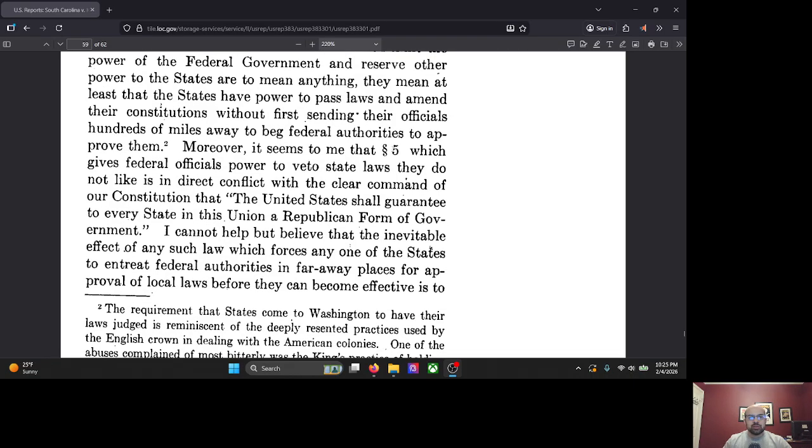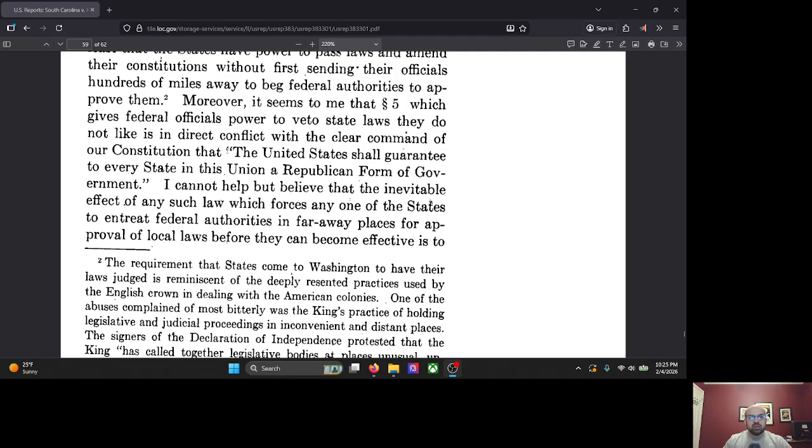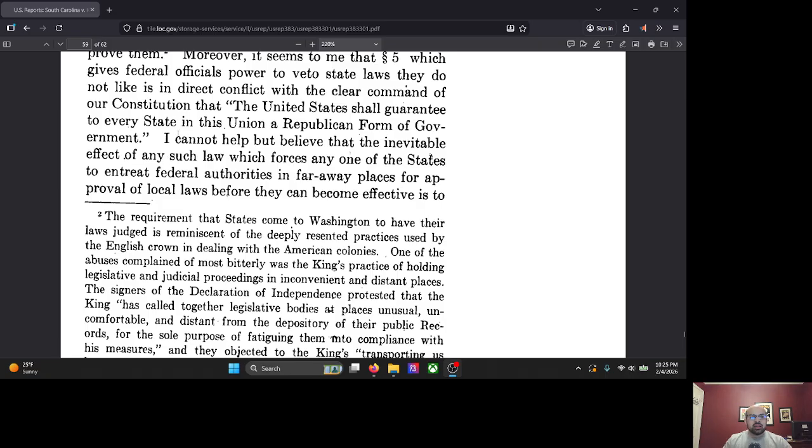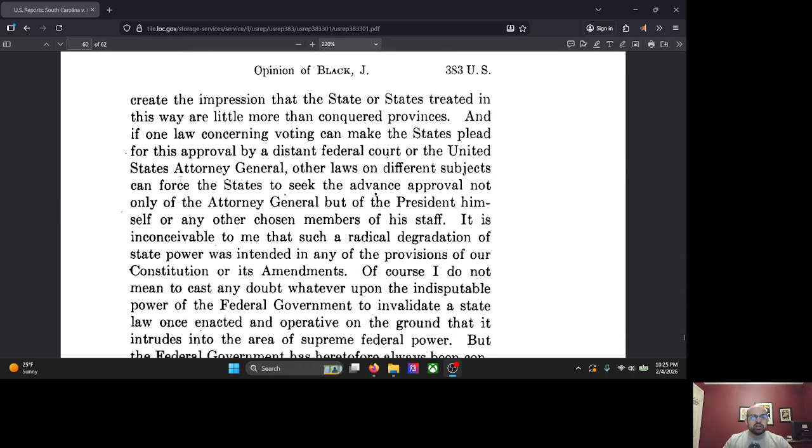Moreover, it seems to me that subsection 5, which gives federal officials power to veto state laws they do not like, is in direct conflict with the clear command of our Constitution that the United States shall guarantee to every state in the Union a republican form of government. I cannot help but believe that the inevitable effect of any such law, which forces any one of the states to entreat federal authorities in faraway places for approval of local laws before they can become effective, is to create the impression that the state or states treated in this way are little more than conquered provinces.